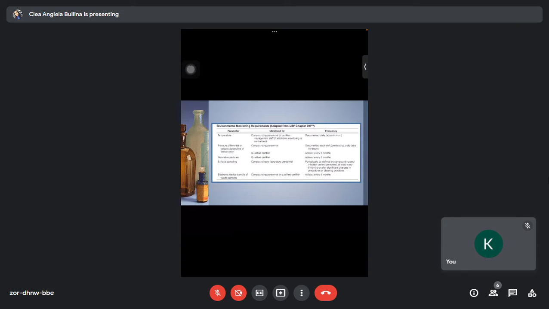Also stated in the table is sino yung magmamonitor and ilang beses siya, the frequency. According to the table, the temperature must be monitored by the compounding personnel or facilities management staff daily at a minimum. Minimum yan daily. How about the pressure differential or velocity across line of demarcation? It's also monitored by the compounding personnel each shift or daily, but preferably each shift.